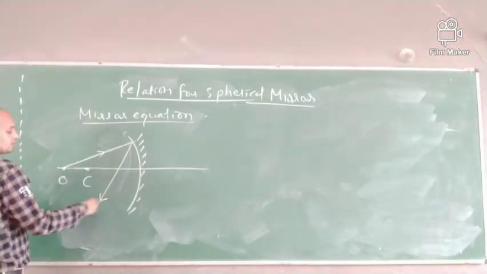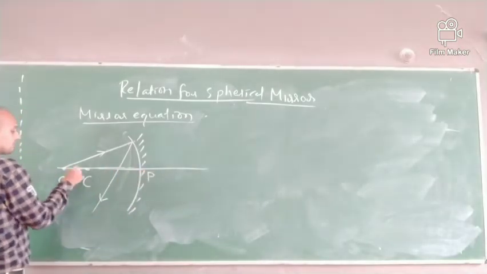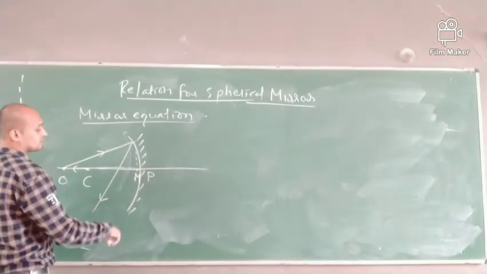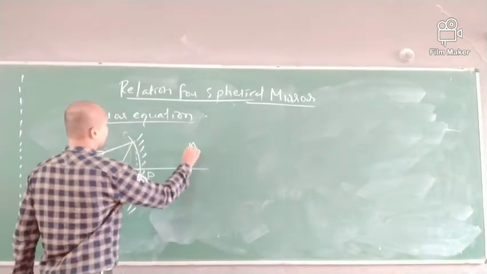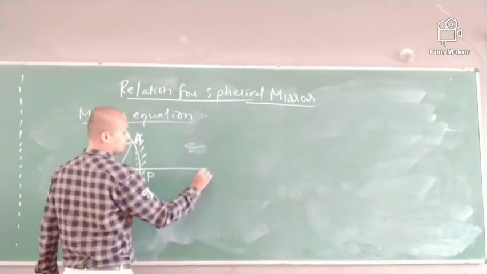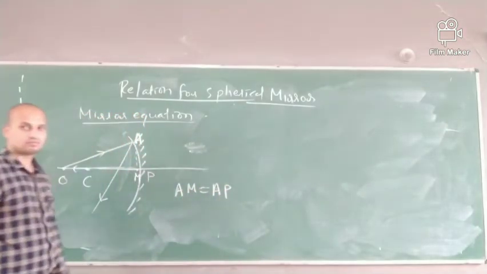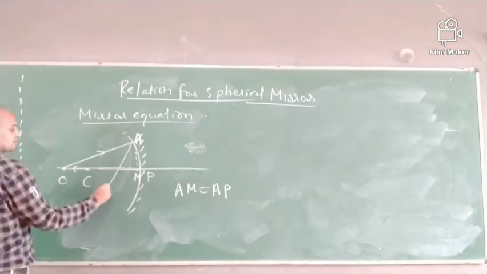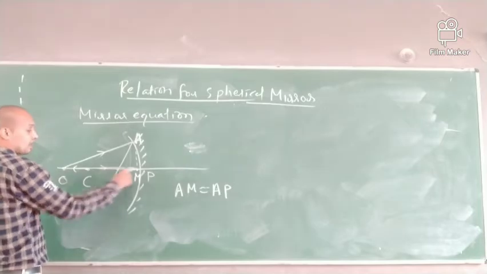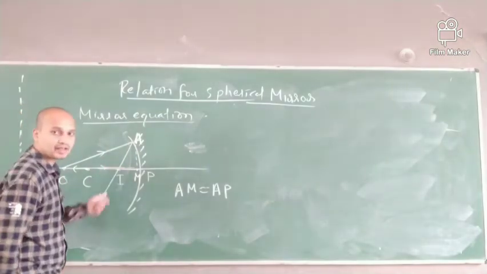Think that another ray will pass like this to the pole and it will come back. I will draw one line. Let us take this point as M and this point as A. AM is nearly equal to AP because the aperture is small. This is the assumption I will make. This ray is reflected back. The image is formed at this point because another ray went like this and came back. So the two reflected rays meet at a point where the image is formed.